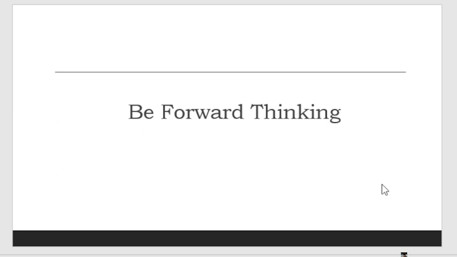Next is be forward thinking. A 21st century educator is able to anticipate the future and plan for it. They are able to push their students to ensure that they will be able to navigate their way through this ever-changing technological world. So they have the ability to prepare students for the unknown based on current trends and technology.